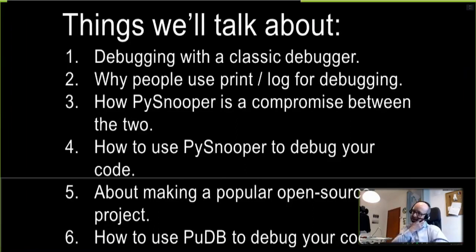So here are a few things I'm going to talk about. I'm going to talk about debugging with a classic debugger. I'm going to talk about why people use print statements and log statements for debugging. I'm going to talk about how PySnooper is a compromise between these two things. I'm going to talk about how to use PySnooper to debug your code. I'm going to talk about how to make your open source project popular. And I'm going to also show another debugging tool called PuDB. Okay, so let's get started.